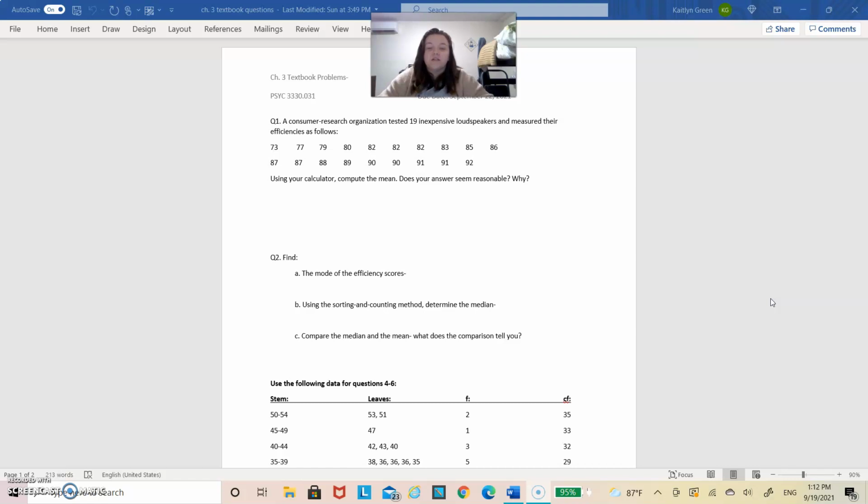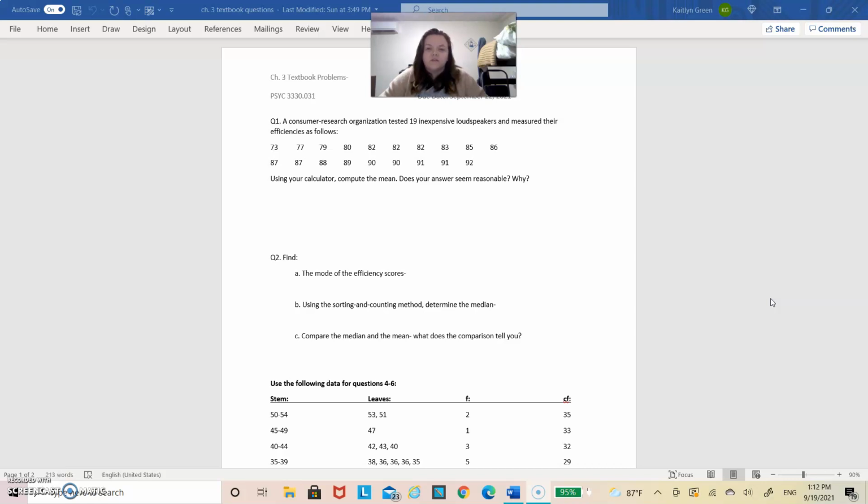As you can see here, I do have a blank copy of my notes because I printed off the questions just to make it easier for me to work them out. So what you're seeing is the blank copy. However, I do have my work here, so that's what I'll be using to explain my thought process throughout this vlog. So question 1 is asking about 19 loudspeakers that were tested and measured for efficiencies.